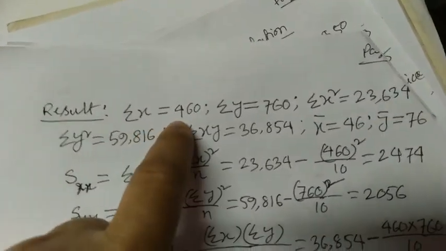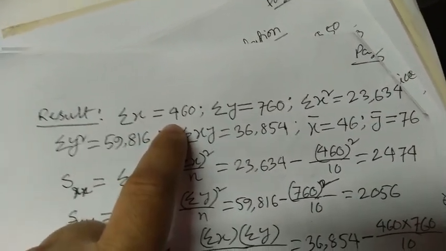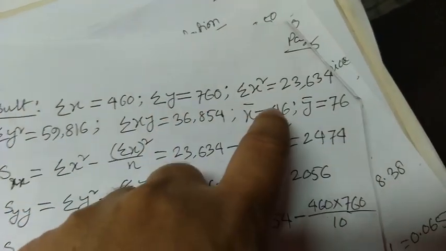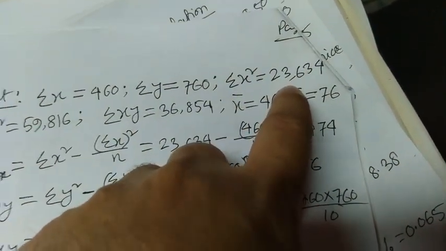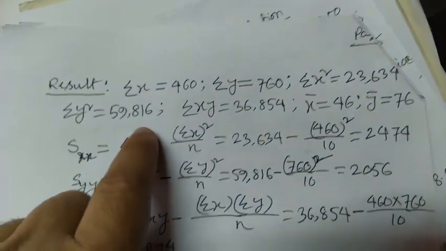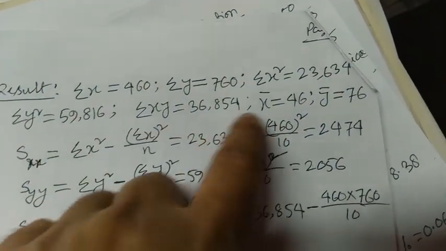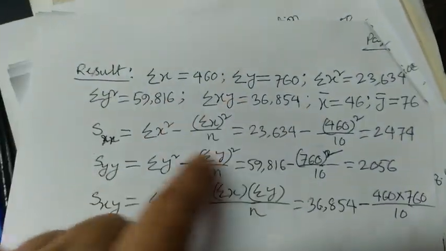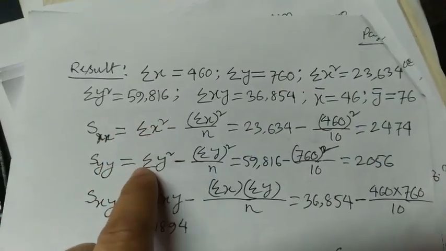So for the example that we are solving, sum of x is equal to 460, sum of y is 760, sum of x square is 23,634, and then sum of y square, this one, x bar is this one, y bar is this one. I got these values from the calculator.